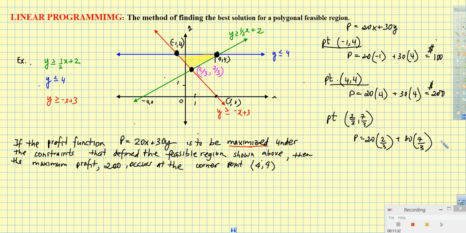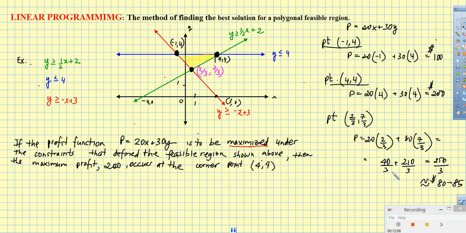And therefore we end up getting something like 40 over 3 plus 210 over 3, which gives me 250 over 3. 250 over 3 is really going to be just a little bit more than $80. When I divide that, it's approximately $82, 83, something like that. So that's definitely not going to be a possible solution for the maximum profit.